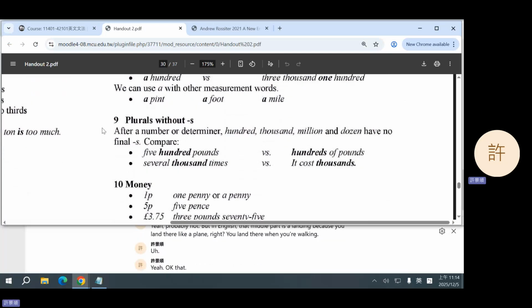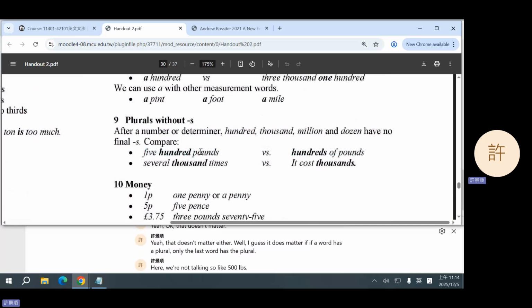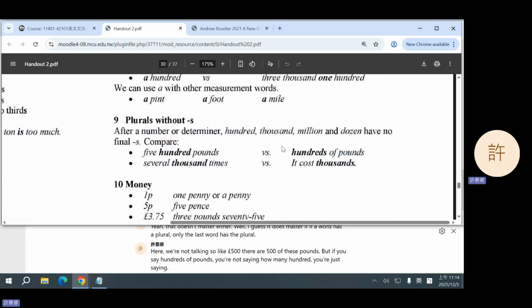Okay, that doesn't matter. Yeah, that doesn't matter either. Well, I guess it does matter. If a word has a plural, only the last word has the plural. Here we're not talking, so like 500 pounds, there are 500 of these pounds. But if you say hundreds of pounds, you're not saying how many hundred, you're just saying many.